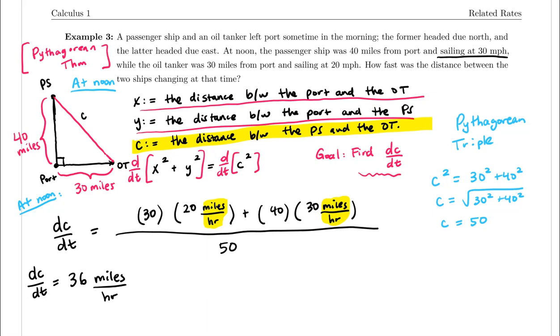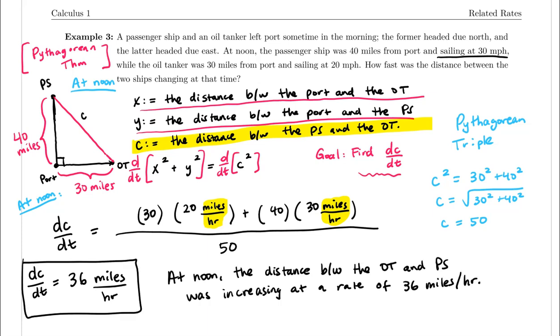So I'm going to go ahead and write up an interpretation for what this means. All right, so what we have is, at noon, the distance between the oil tanker and the passenger ship was increasing at a rate of 36 miles per hour. And some things that I'm looking for are the units. So you want to make sure you include units, so it's not 36 minutes or 36 donkeys or apples, it's miles per hour.